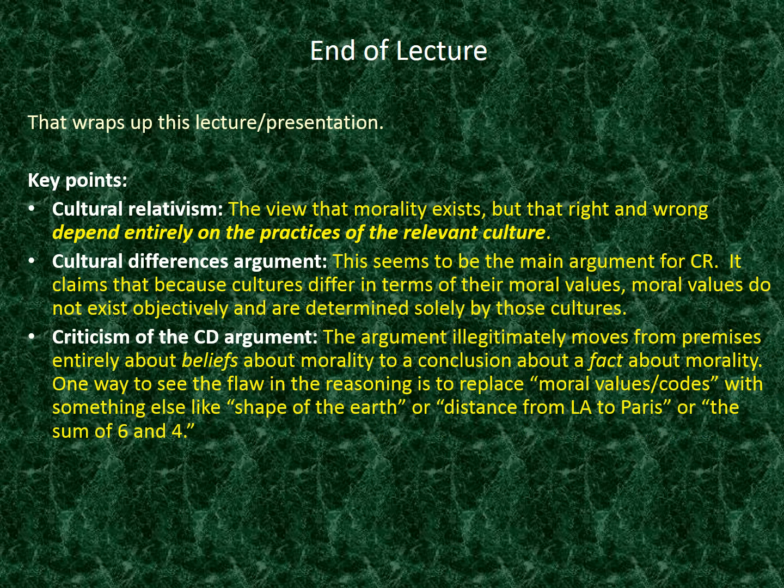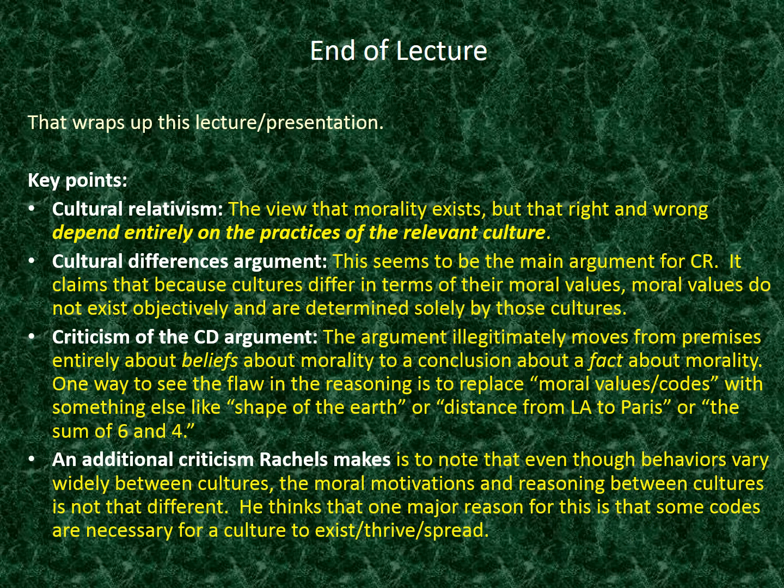The argument illegitimately moves from premises entirely about beliefs about morality to a conclusion about a fact about morality. One way to see the flaw in the reasoning is to replace moral values or codes with something else, like shape of the earth, or distance from LA to Paris, or the sum of 6 and 4. And then there is the additional criticism Rachel makes, which is to note that though behaviors vary widely between cultures, the moral motivations and reasoning between cultures is not that different. He thinks that one major reason for this is that some codes are necessary for a culture to continue to exist at all.